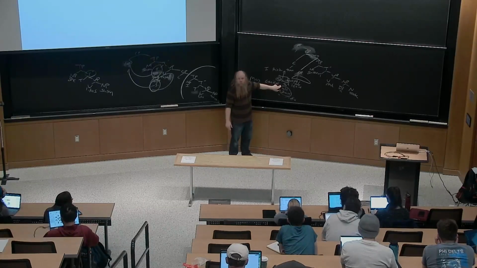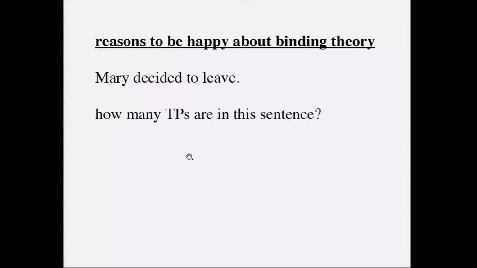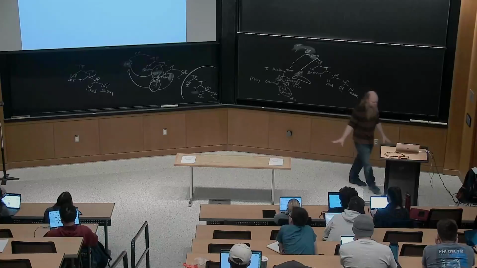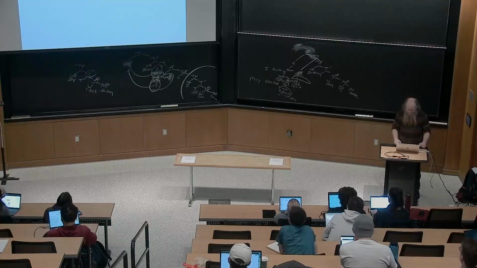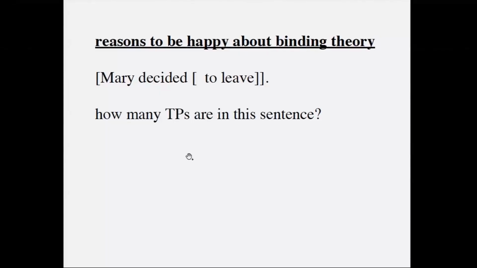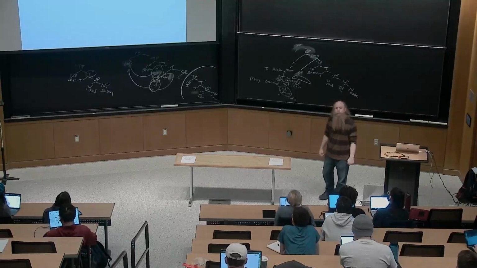There are two TPs in this sentence. There's Mary decided to leave, that's one TP, and "to leave" is another TP. Okay? You buying this? You should. So maybe there are two TPs. But if there are two TPs in this sentence, we have this principle, the extended projection principle, that says every TP must have a specifier. But we only seem to have one subject, Mary, who's doing the deciding.